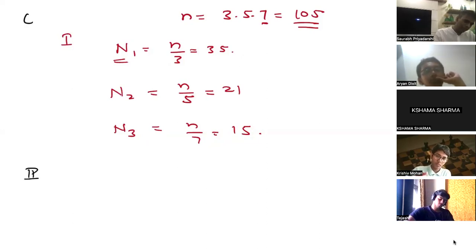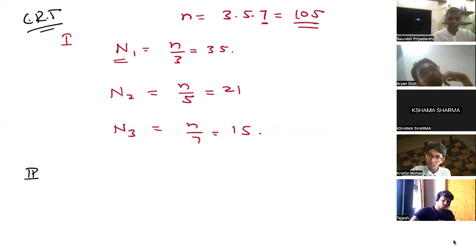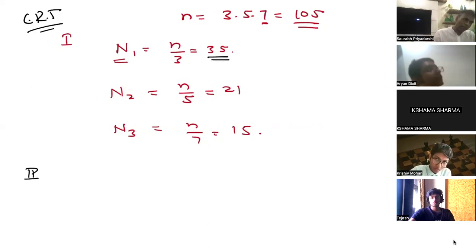So this is CRT, the Chinese remainder theorem. This is a very important theorem. Many questions will come, so you have to be careful on this. That's the reason I'm giving you the steps. In step first, multiplying all the numbers one by one, I'm getting N1, N2, and N3.